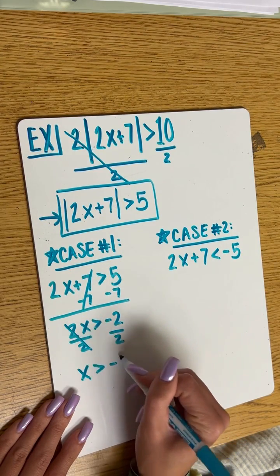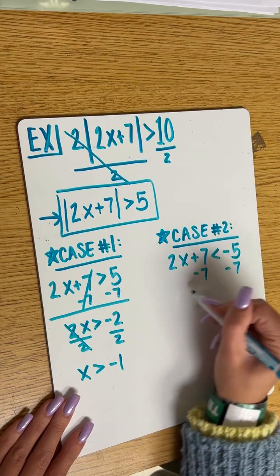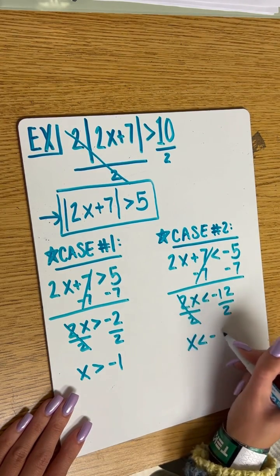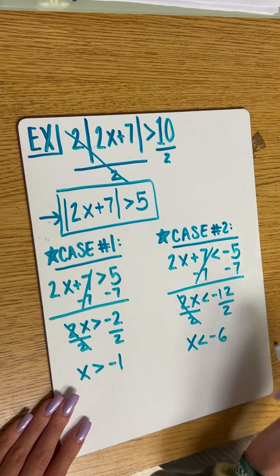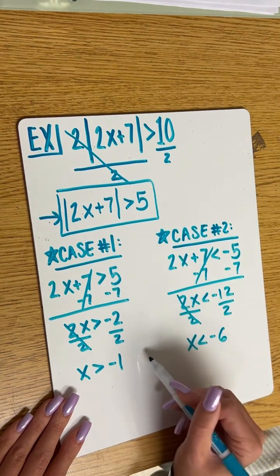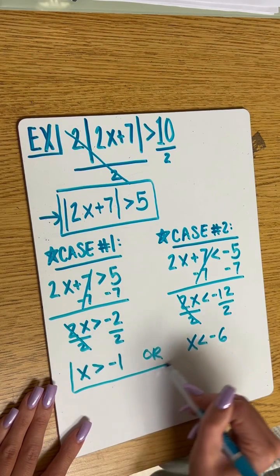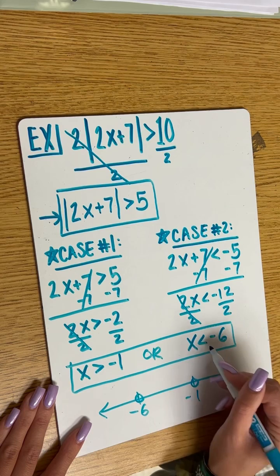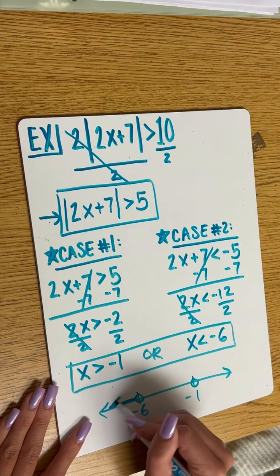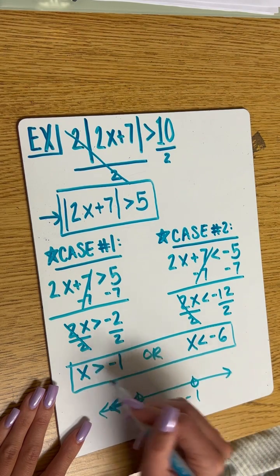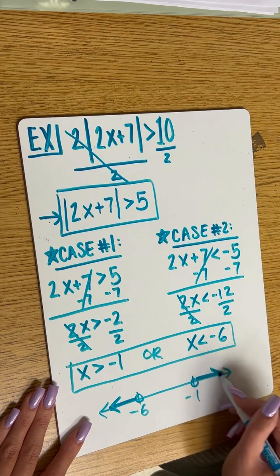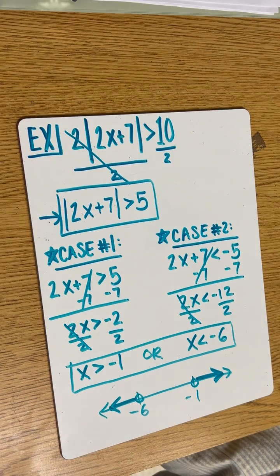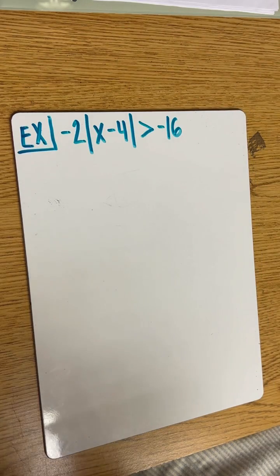So for case 1, I end up getting x is greater than -1. And for case 2, when I go ahead and solve, my steps are exactly the same, but I get x is less than -6. Now for your final answer, pay attention to the symbol. Since I have greater than, this is telling me I have an "or" statement. So my final solution is that x is greater than -1 or x is less than -6. And I'll just graph these as 2 independent inequalities, and it matches exactly what I would expect from an "or" statement. Let's take a look at another example.